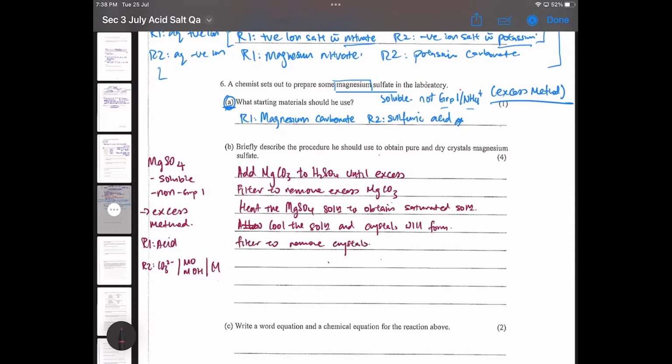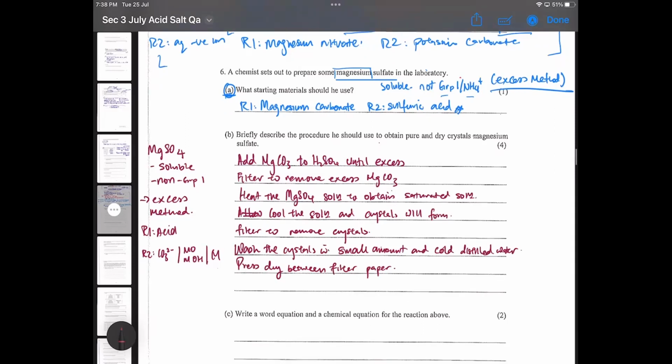So once you have the crystals, always wash them because they are soluble. So we will wash the crystals with a small amount of distilled water. And finally, we will press dry between filter paper. Okay, so these are the standard steps already in your notes.